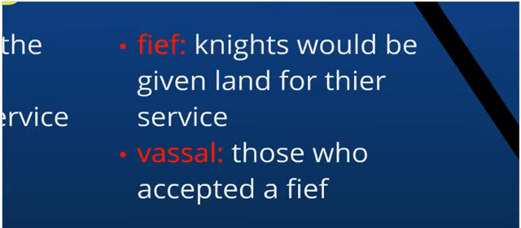Now here's some terms that come into play during the Middle Ages in the feudal system. A fief. Knights would be given land for their service. So a fief is a piece of land that is given. A vassal is a person who accepts a fief. Or in other words, a vassal is somebody who accepts or takes land given by the lord or the king.